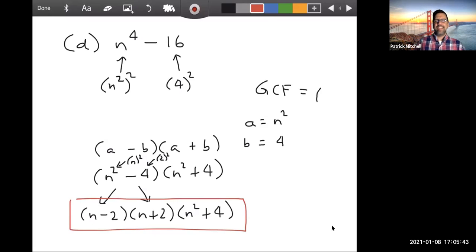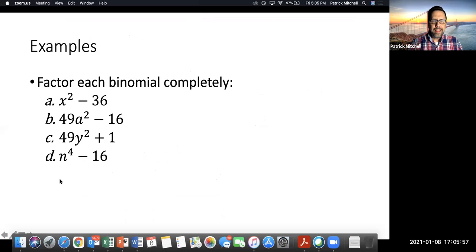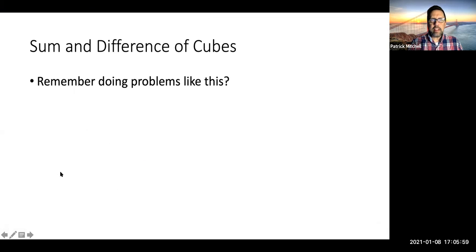All right, so that's about everything I can think of to tell you about difference of two squares. So let's go back to the presentation because I have one more thing to show you. And that is the sum and difference of cubes.